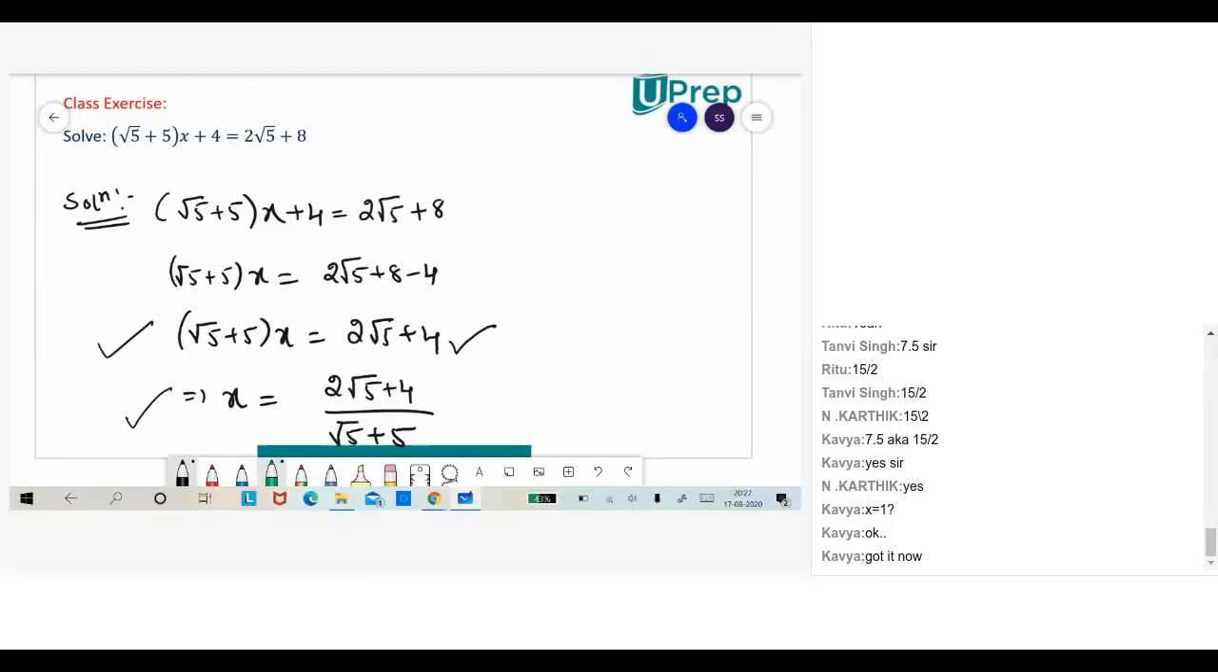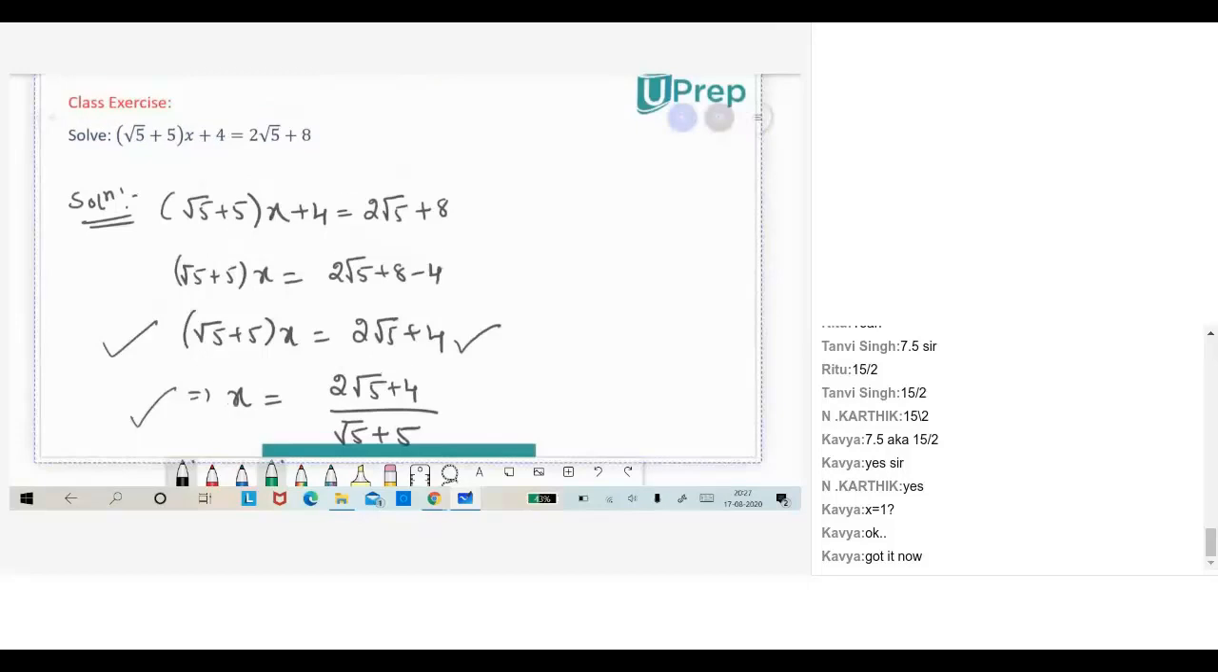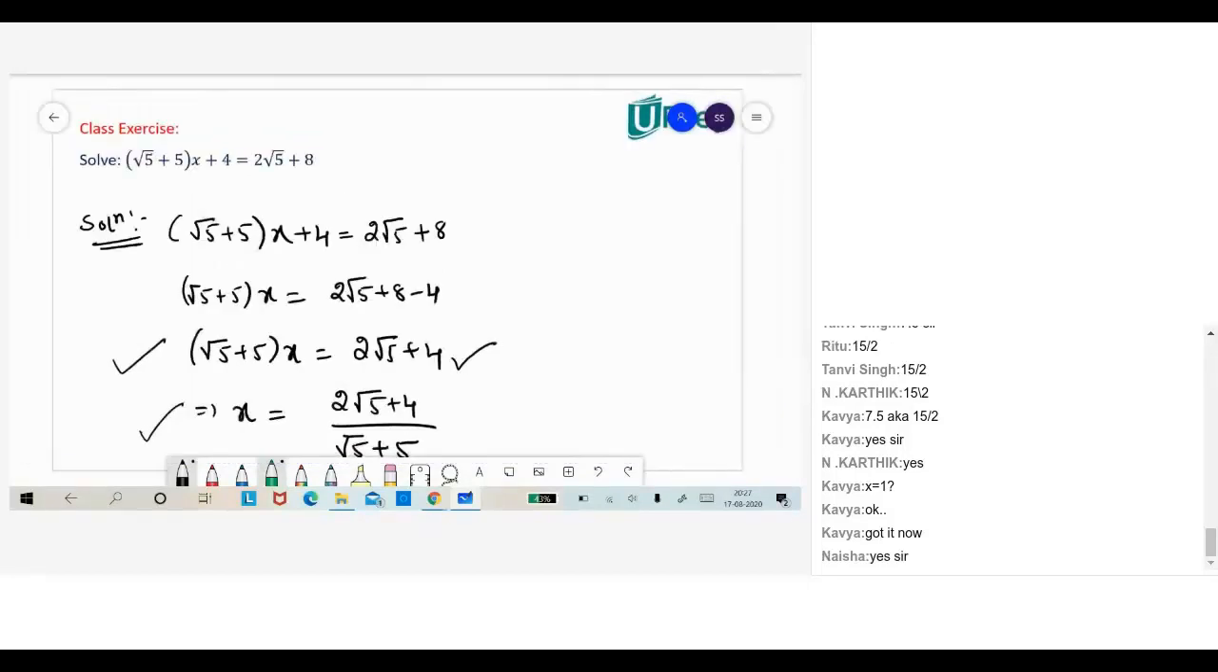Yes, sir. Good, complete this. Excuse me, sir, can we simplify it further? No, not required at this point. Simplify means you have common terms in the numerator and denominator. If there are no common terms, nothing gets cancelled.